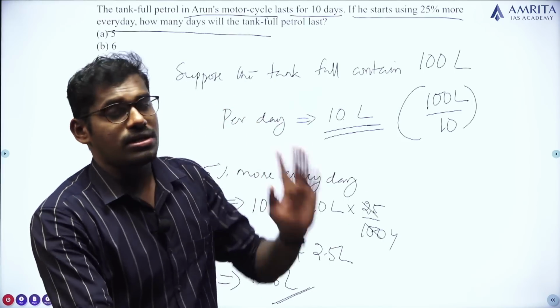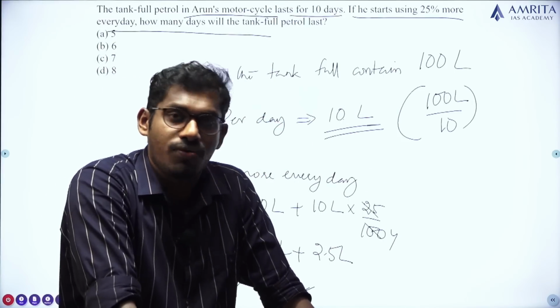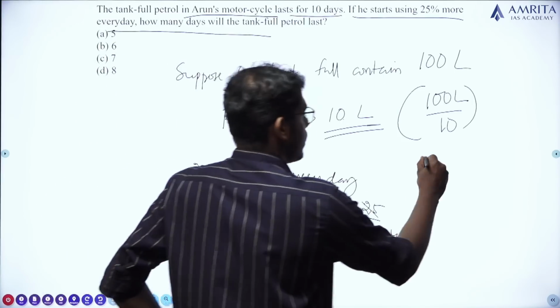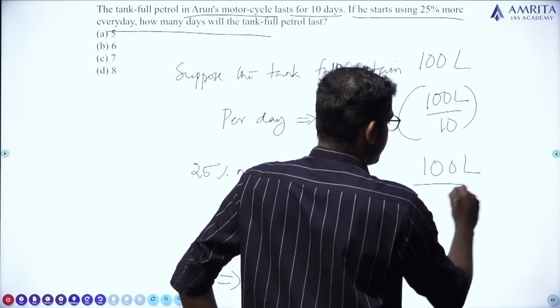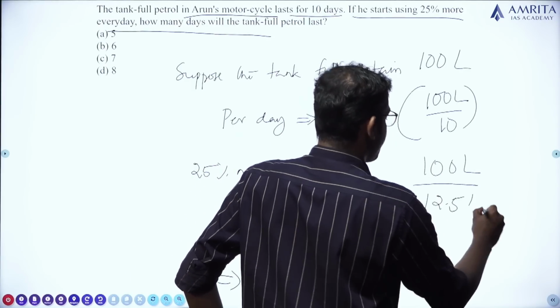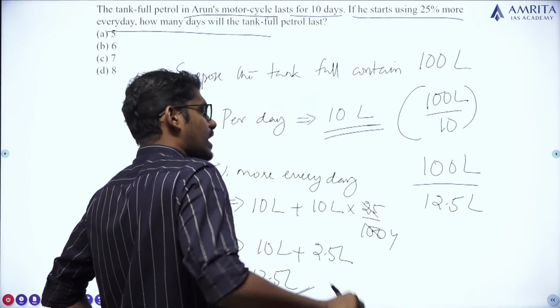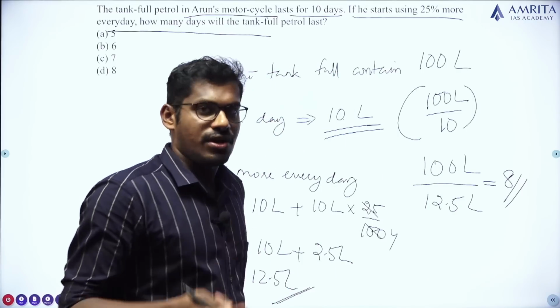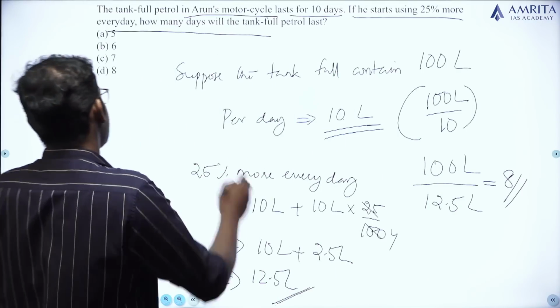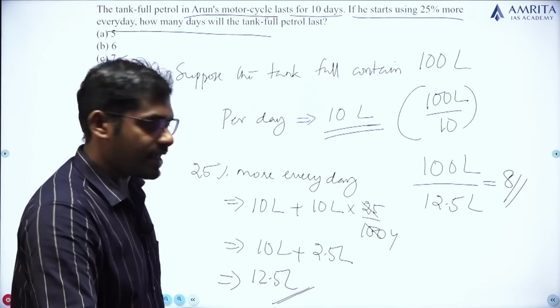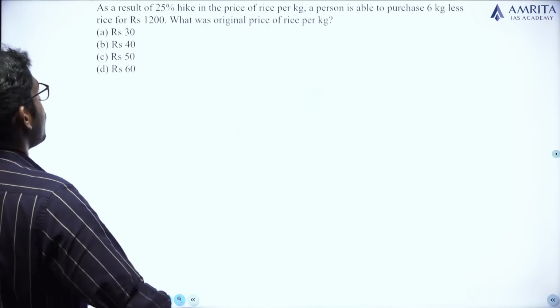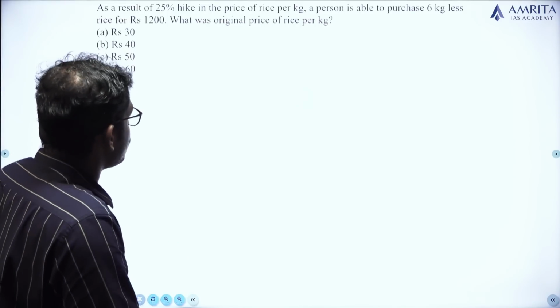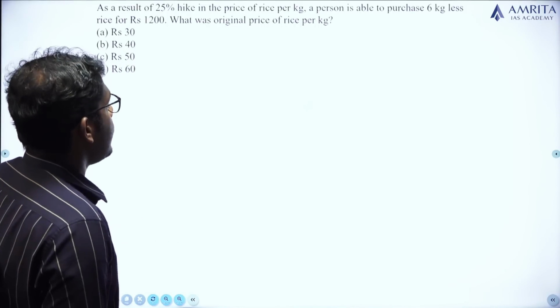But actually the tank has a volume of 100 liter. So the 100 liter, if using 12.5 liter per day, will last only 8 days. 12.5 into 8 is 100. So the answer for this question is option D, 8. Clear? Okay. Next question.